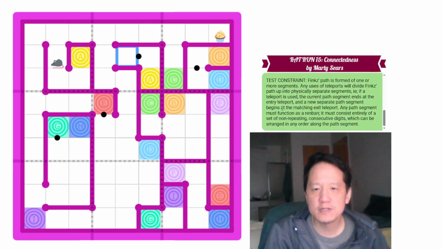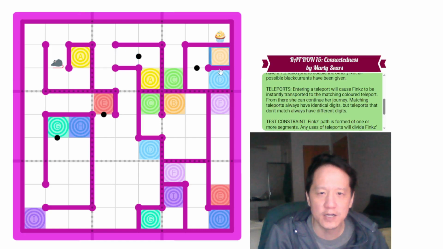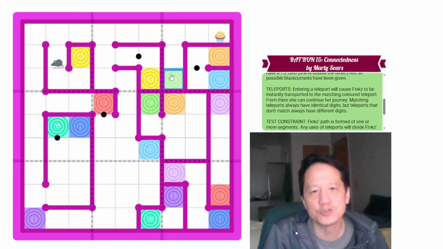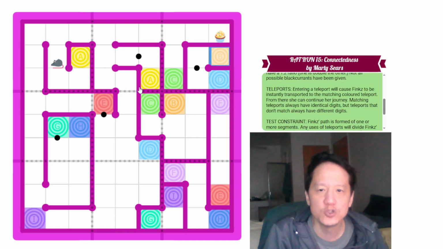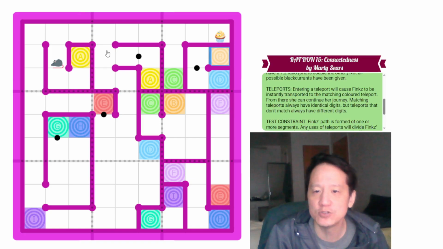We also have teleports. So all these colored, they're not spirals. They suggest spirals, but they're really just enclosed circles. Any of these enclosed circles are teleports, and entering a teleport will cause Finks to be instantly transported to the matching colored teleport. From there, she can continue her journey. Matching teleports always have identical digits, but teleports that don't match always have different digits.